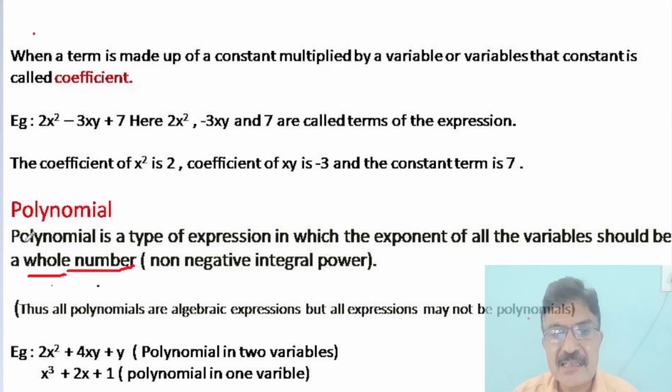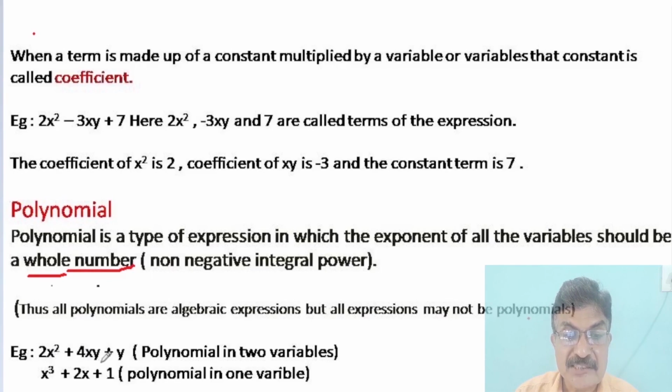So all polynomials are mathematical expressions. All polynomials are algebraic expressions, but all expressions may not be polynomials. X raised to 1 by 2 plus 2 is an algebraic expression, but it is not a polynomial. Square root of x plus 1 by x is an algebraic expression, but it is not a polynomial. Problems related to all these concepts we do in a separate slide. Okay.